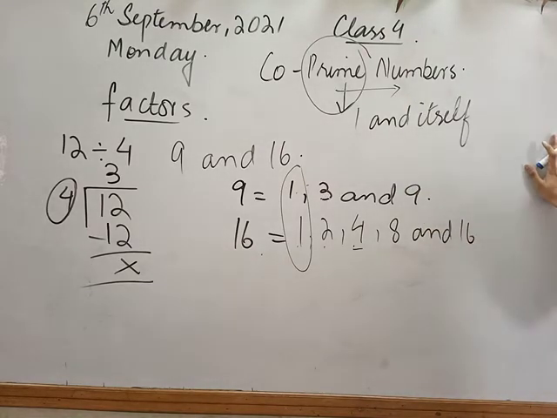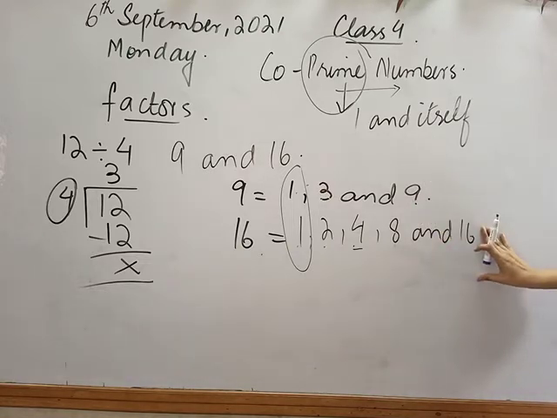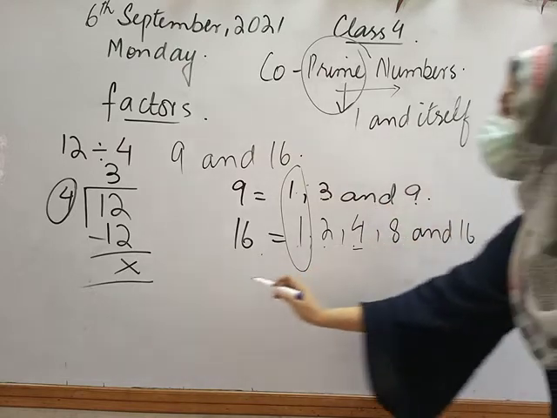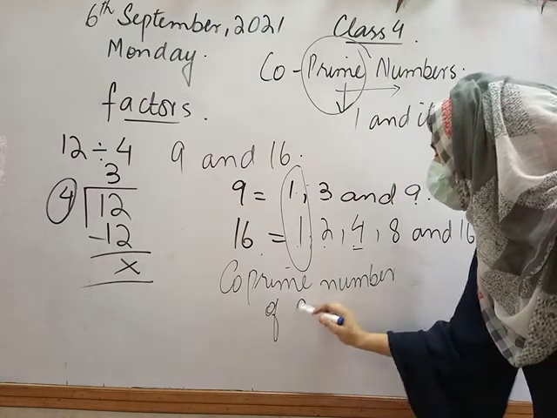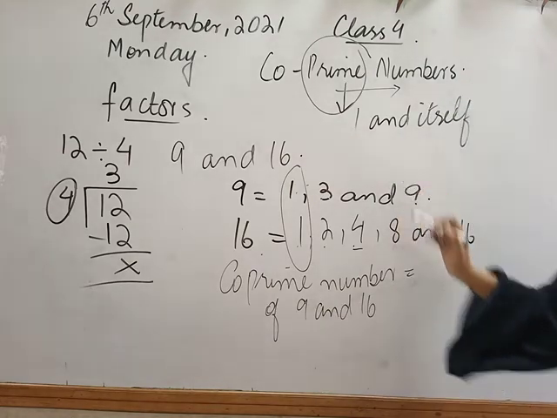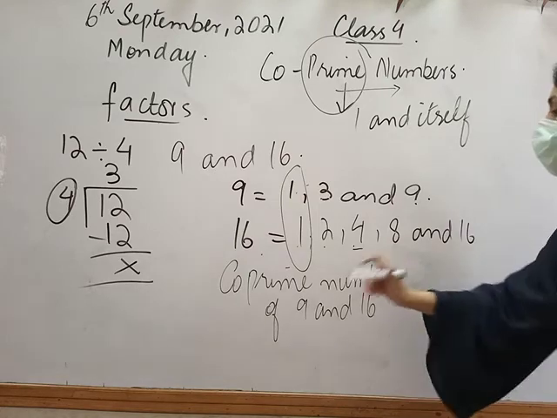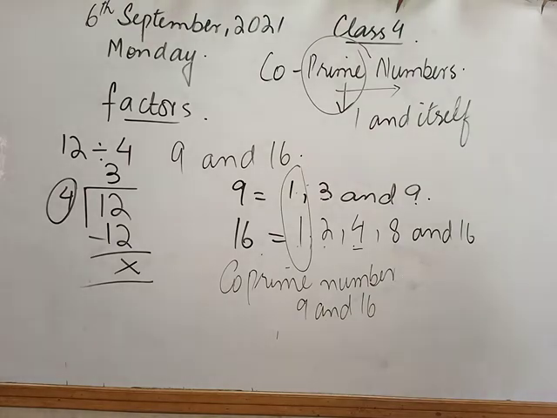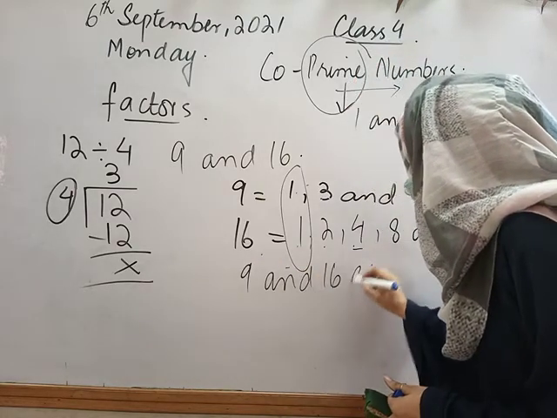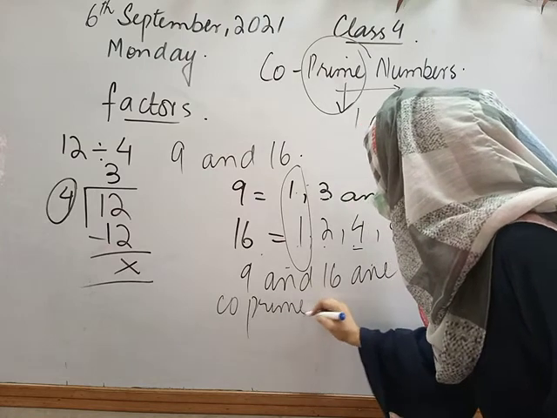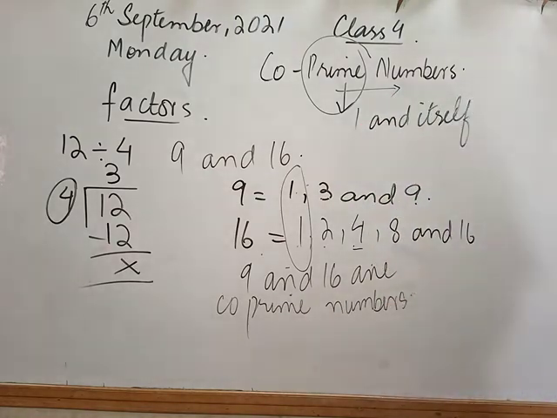Now let's circle another one which is common in between the two. If you look, there is no other number which is common in between the two. Fine. So I will write in the end: the co-prime numbers 9 and 16 have 1 as the common factor. We have only one number as the common factor in between the two.